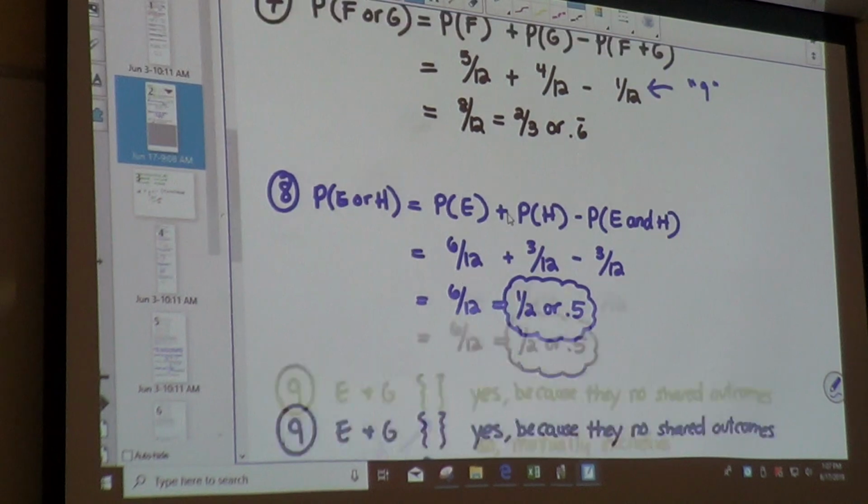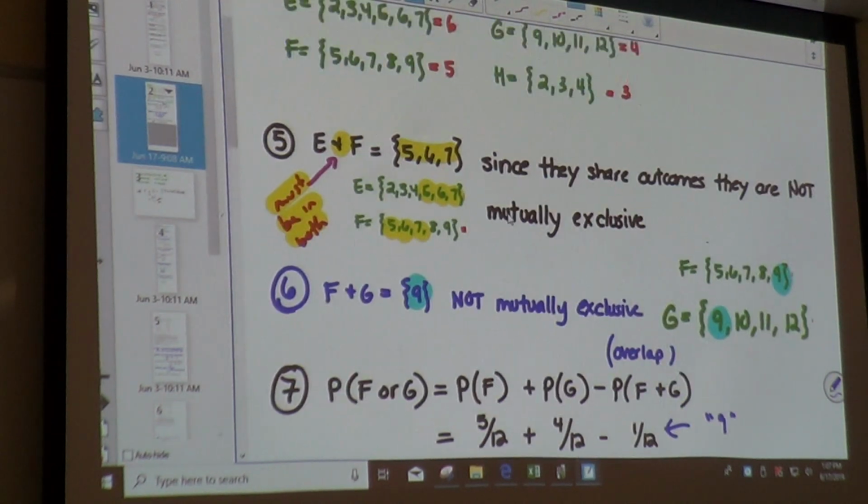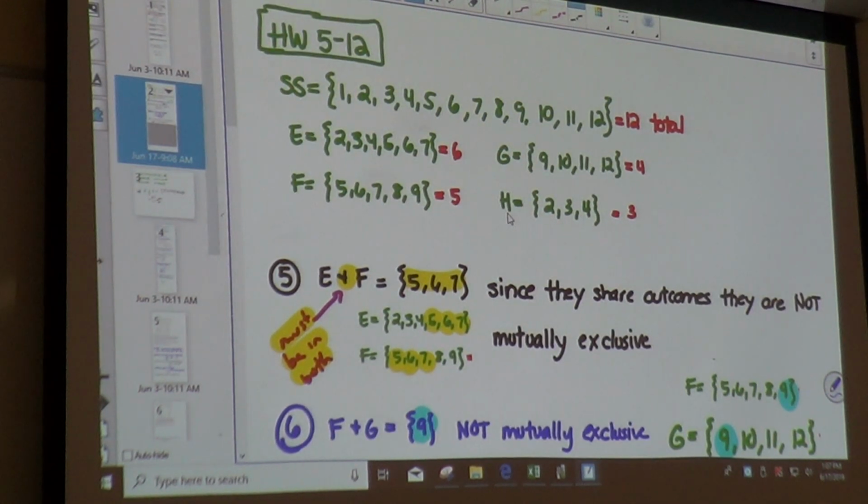Okay, next one is F and H. F and H. No probability, just what is in F and H?